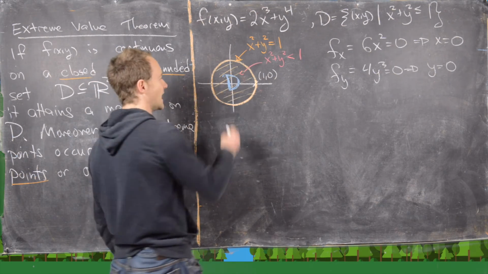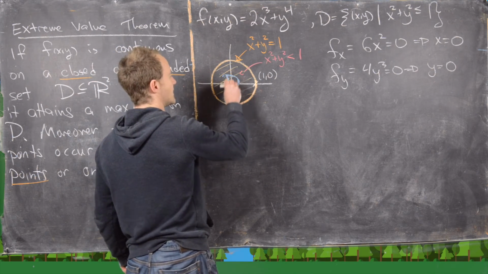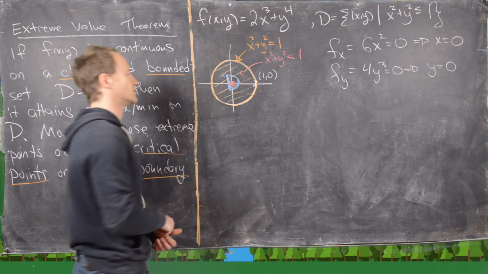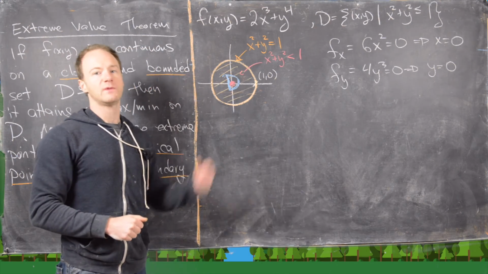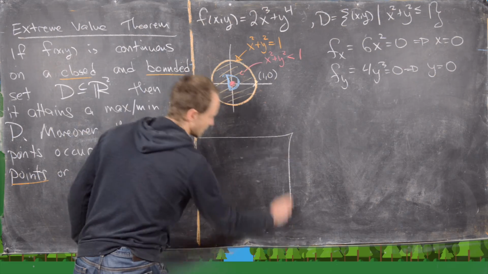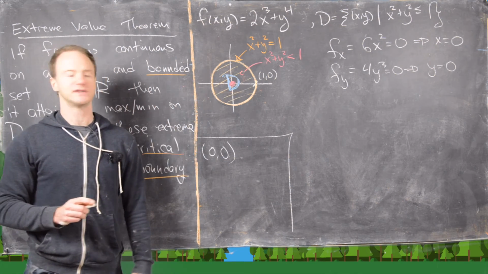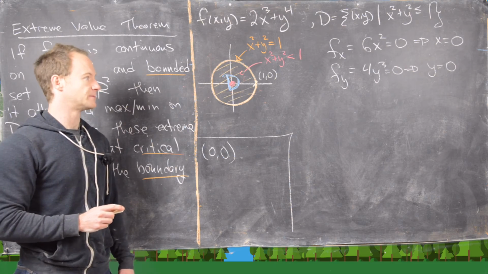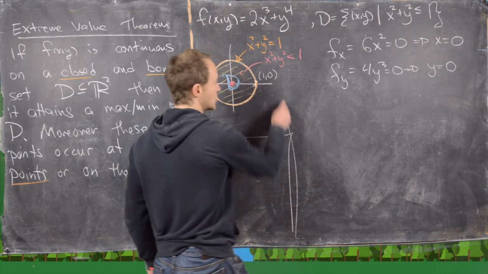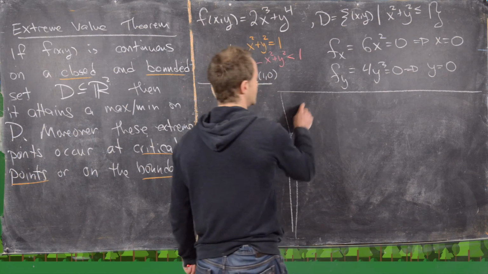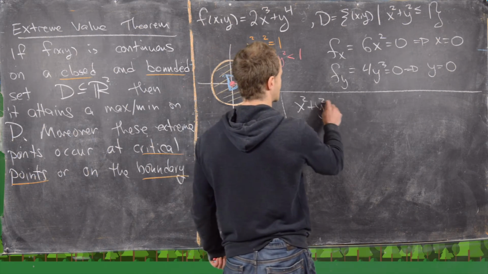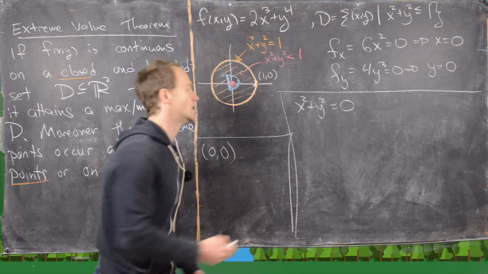Okay, great. So that gives us a critical point right there at the origin, (0, 0). So when we make our list later, notice we're going to have some important points. We already know that (0, 0) is going to be on that list of important points. Okay, so now let's look on the boundary. So notice on the boundary we have x squared plus y squared equals 1.